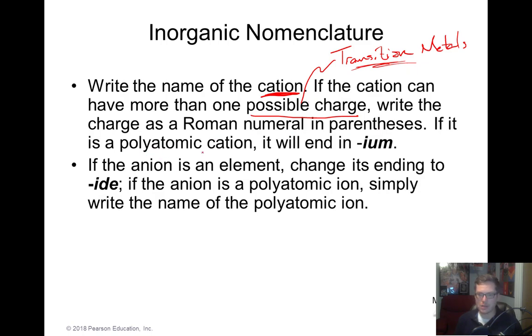If it happens to be a polyatomic cation, it will end in -ium. Really there are two big ones: NH4 plus and H3O plus. This one is ammonium, and this one is hydronium. If the anion is an element, then you change the name of the element so it ends in "ide." So instead of oxygen, it becomes oxide; nitrogen becomes nitride, etc. If it is a polyatomic, you just leave it alone. So that's inorganic nomenclature in a nutshell.